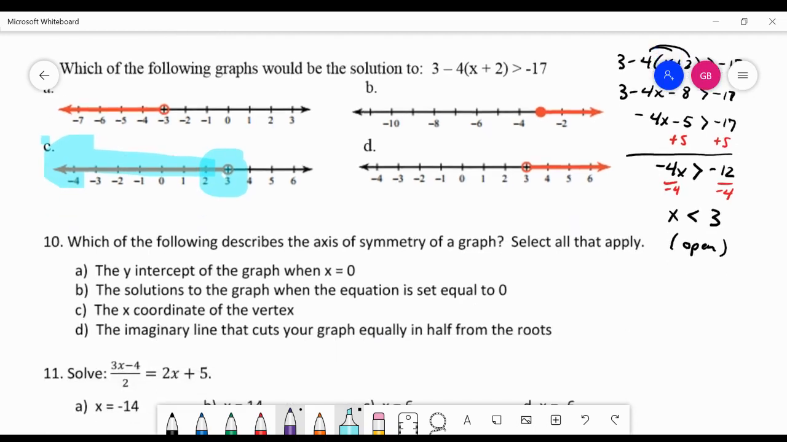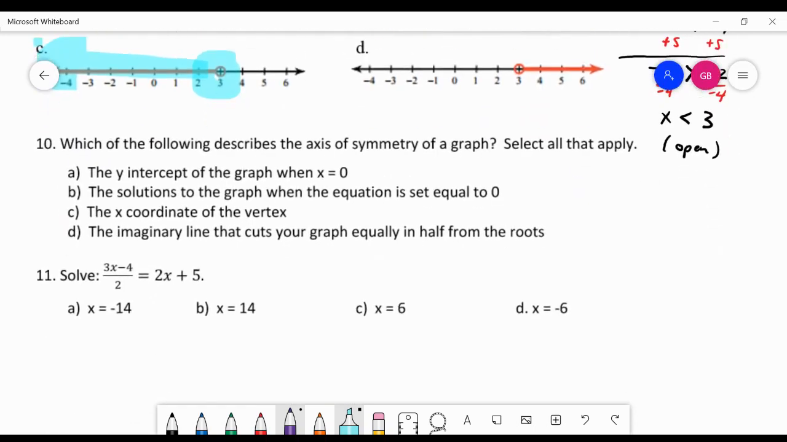And number 10, which of the following describes the axis of symmetry of a graph? Select all that apply. The y-intercept of the graph when x is equal to 0. So no, it's not the intercept. The solutions to the graph when the equation is set to equal to 0. No, they're not the solutions. The x-coordinate of the vertex, that's correct.